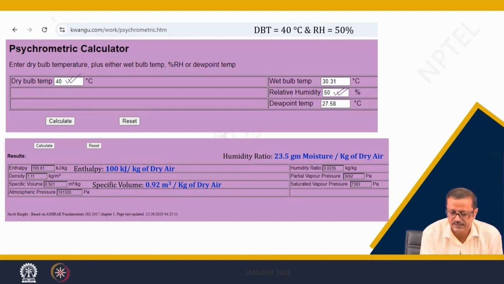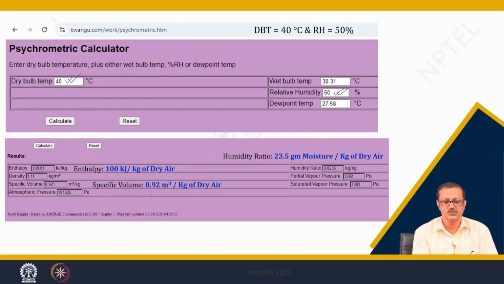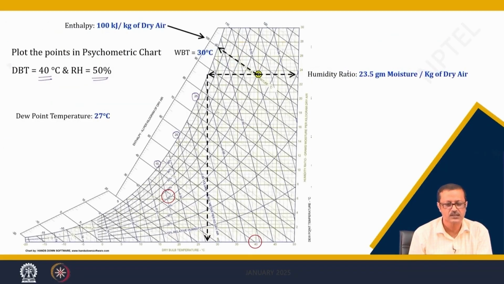It is given as kg per kg, but in the psychometric chart which I have used, it is given as 23.5 gram moisture. So, it is exactly the same. Specific volume, here it is given 0.92, I also got 0.92. So, it is almost the same. Wet bulb temperature is 30.31 degrees, I think I also got 30 degrees, let me check, yeah, 30 degrees.